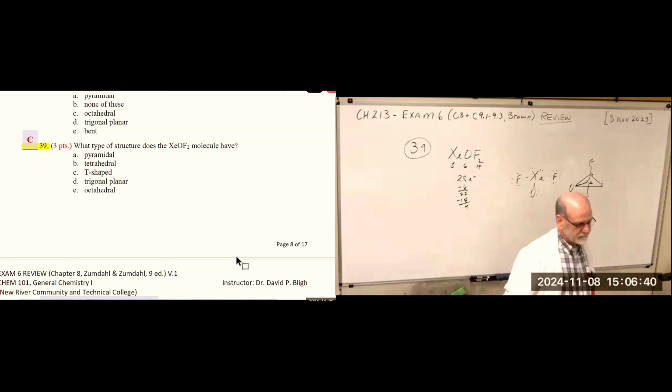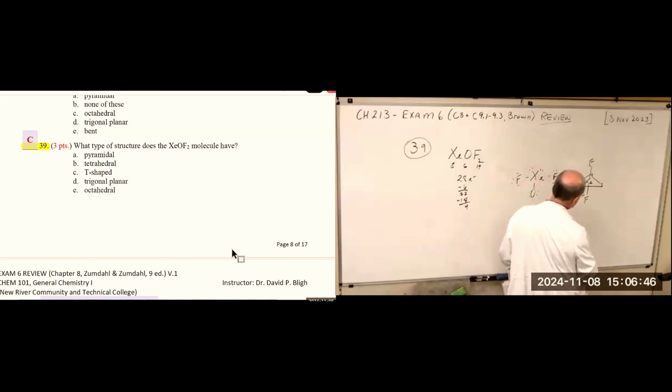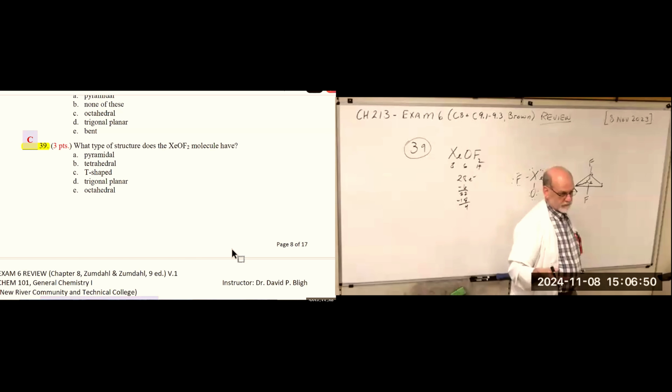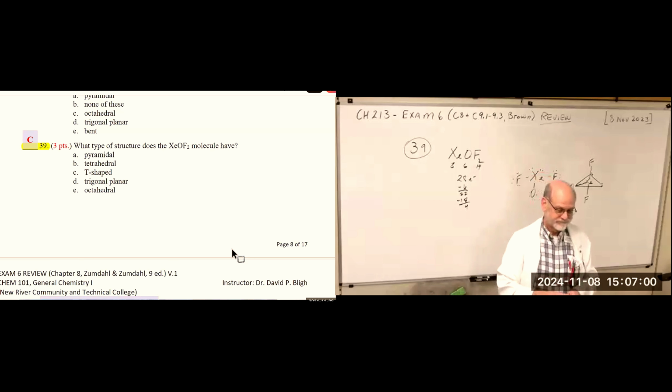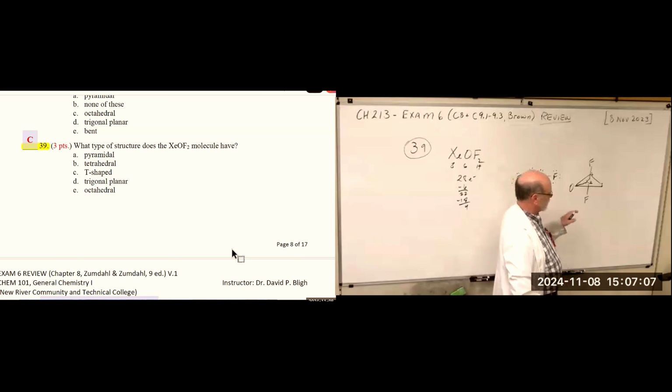That would be C. Should it not be trigonal planar? Trigonal planar? Oh, because you start with the electronic geometry first. And the electronic is trigonal bipyramid. Then you cover up the lone pairs, and what's left? A T. You can't go straight to the molecular geometry when you have lone pairs.